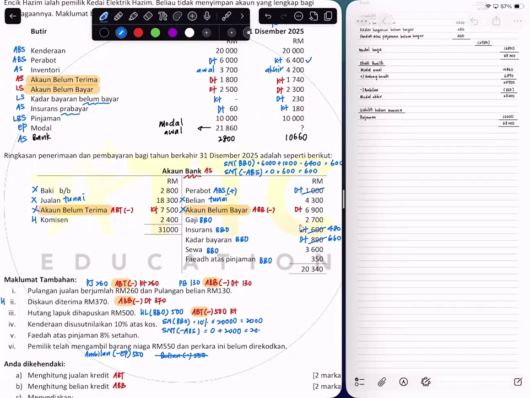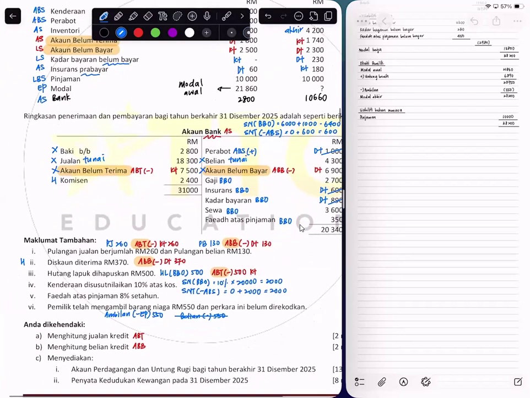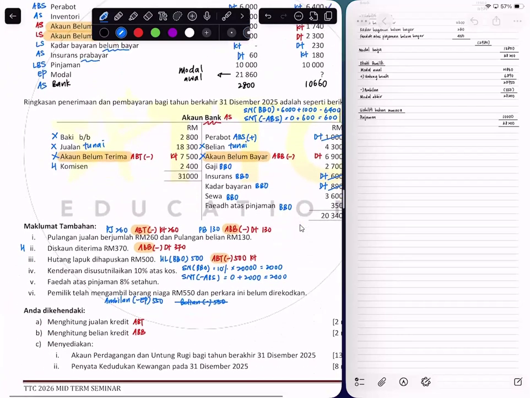You will get SNT same as 2,000 as well. Okay, then faedah atas pinjaman 8% a year. Okay, I put it here. Faedah atas pinjaman, klasifikasi belanja. Because once we borrow money, we should pay faedah. It will be belanja for the company. The dimension is 8% a year.